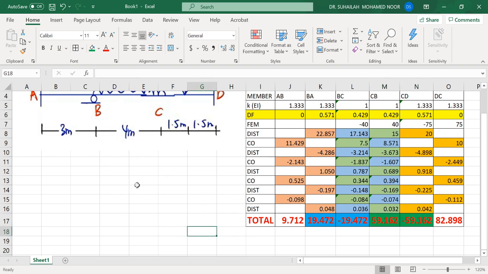That's all for this time. For this example, I have already covered all the analysis. For the next video, I will introduce the effect called support settlement, and how we are going to analyze the support settlement effect in this beam. That's all for this time.